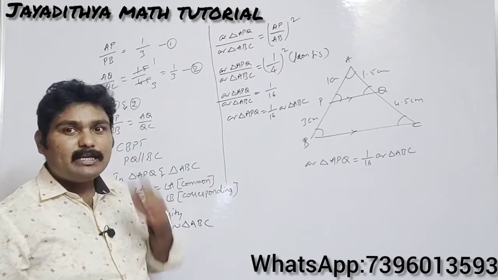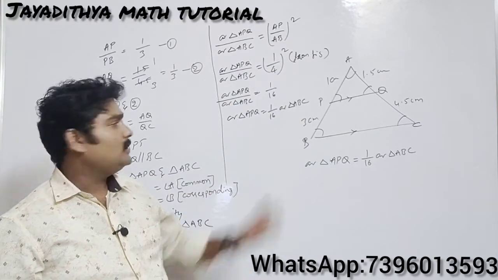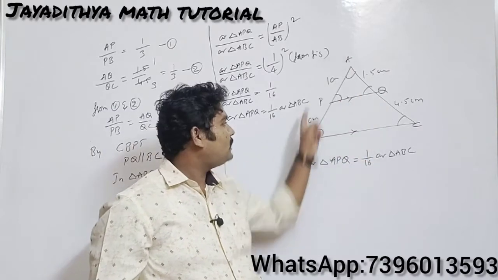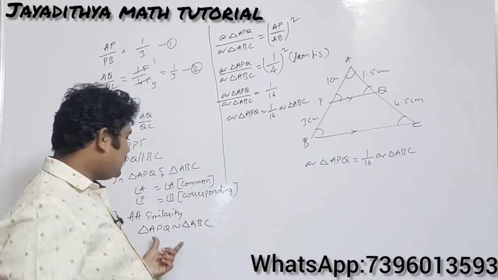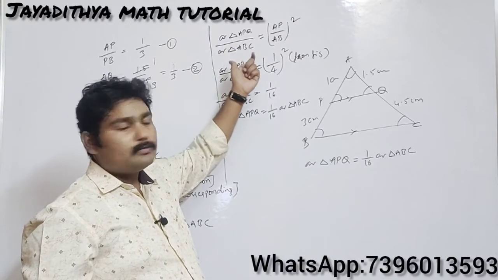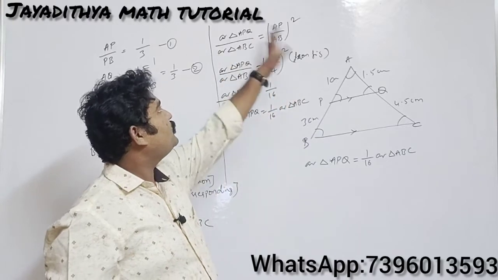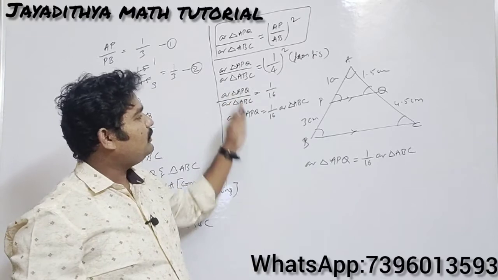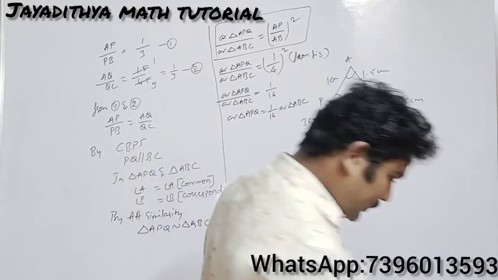So the problem is very, very simple. First, you check whether PQ is parallel to BC or not. After showing that PQ is parallel to BC, show that triangle APQ is similar to triangle ABC by using AA similarity. After showing that these two triangles are similar, take the concept here. That means the ratio of areas of two similar triangles will be equal to the square of the ratio of their corresponding sides. So use this statement. This is the formula. By using the formula, you substitute all the values, then you will get the required answer. This problem is also very, very important.